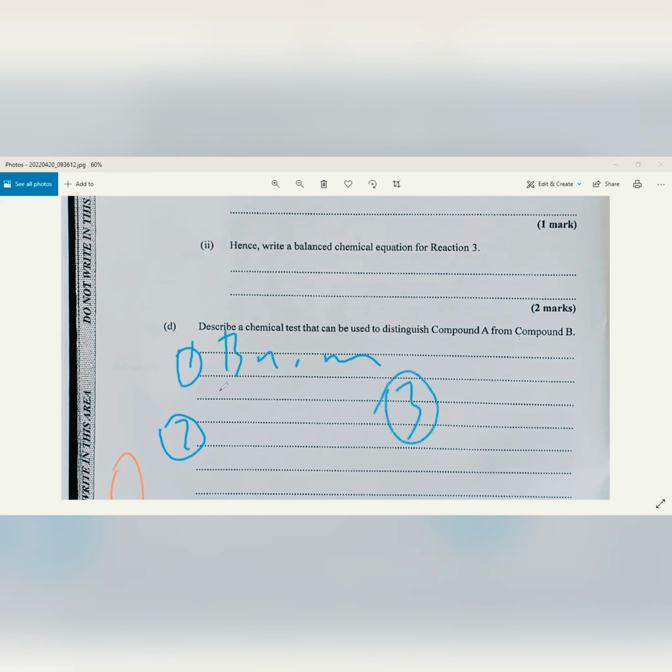A third way that you could do it is actually react both compounds with acidified potassium permanganate. Okay, you react them both with acidified potassium permanganate. A reaction will occur with the alkene, but none will occur with the alkane. Okay, so that is another way. That's 3 ways you could actually use to distinguish those 2 species.